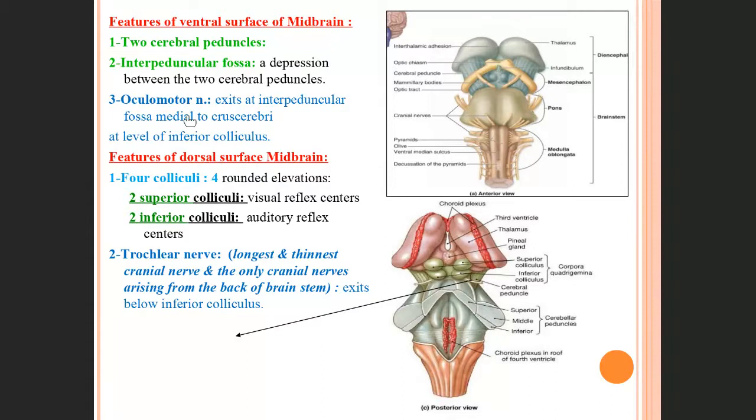Now the oculomotor nerve. The oculomotor nerve exits from the interpeduncular fossa. Where is this nerve coming from? This nerve is coming from this depression. This is one peduncle, this is one peduncle, and the space is called the interpeduncular fossa, where the oculomotor nerve comes from.